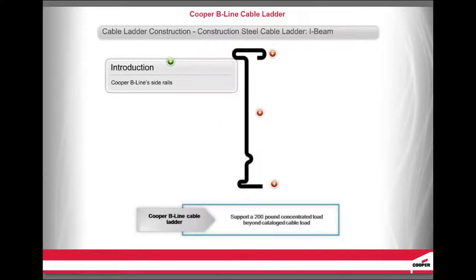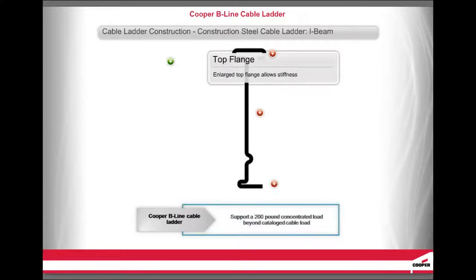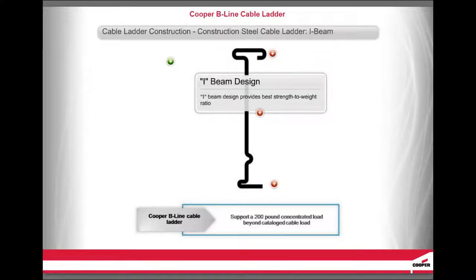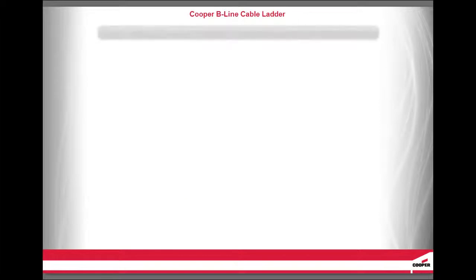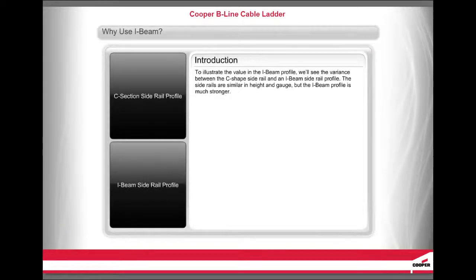Cooper Beeline's side rails: enlarged top flange allows stiffness. I-beam design provides best strength-to-weight ratio. Bottom surface has additional support for rungs. To illustrate the value in the I-beam profile, we'll see the variance between the C-shaped side rail and an I-beam side rail profile. The side rails are similar in height and gauge, but the I-beam profile is much stronger.